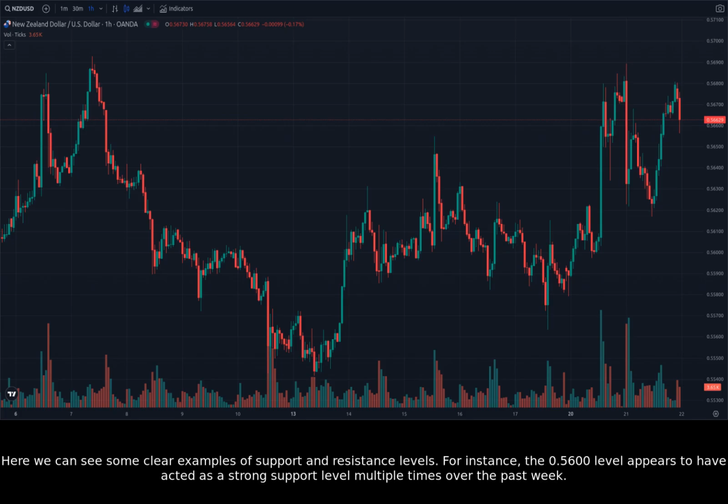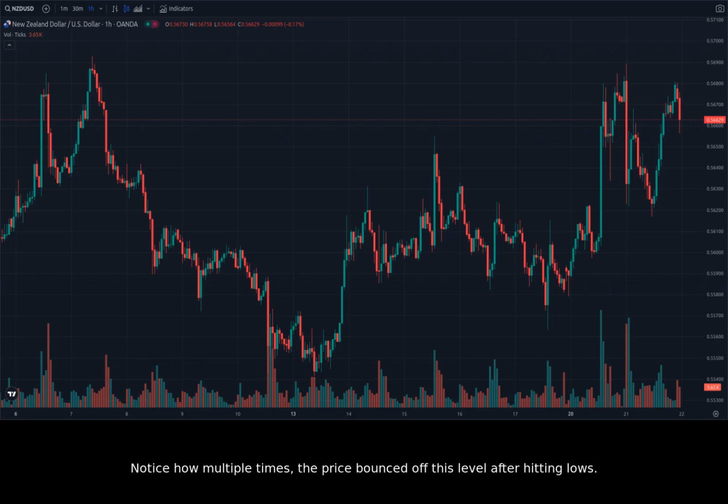Here we can see some clear examples of support and resistance levels. For instance, the 0.5600 level appears to have acted as a strong support level multiple times over the past week. Notice how multiple times the price bounced off this level after hitting lows. Let's look at the 15-minute chart to analyze the latest price fluctuations.